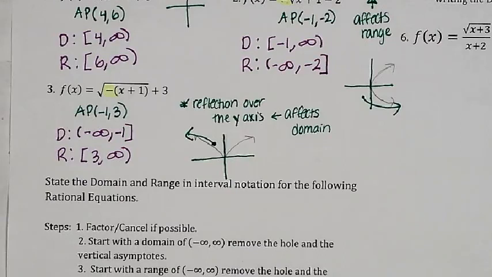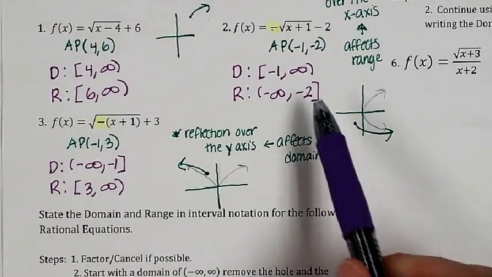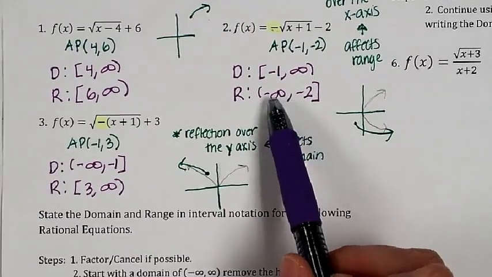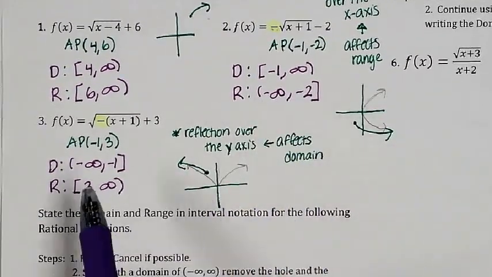The only other thing that would change it would be the reflection. If it affects the y values, you flip the range, but use negative infinity. If it affects the x, flip the domain, but with a negative infinity instead of the positive.